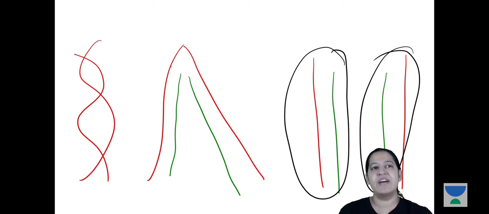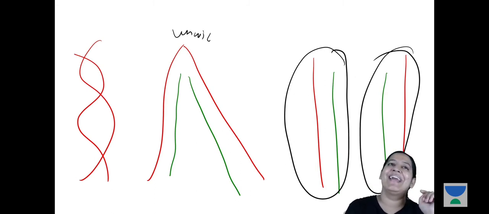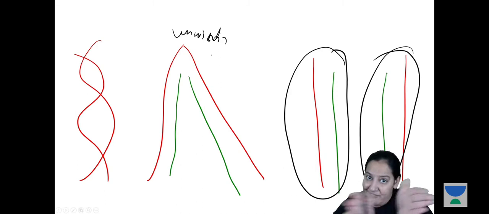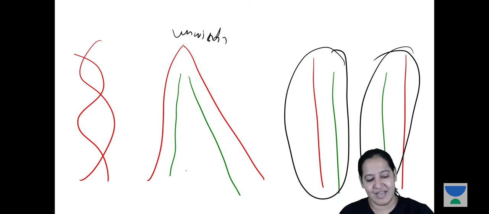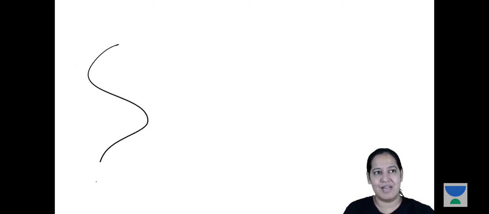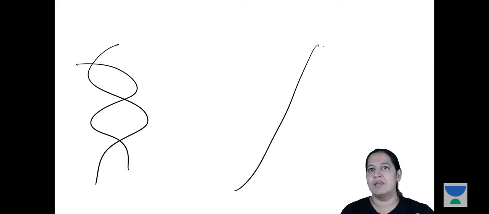So what is the first step? First step is unwinding. How does unwinding take place? Do you know what is unwinding? This is double-stranded and this is unwinding. So the first step is unwinding.